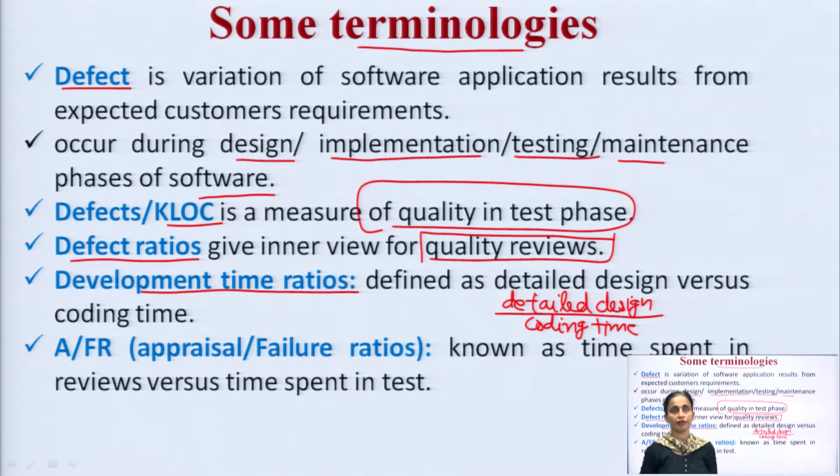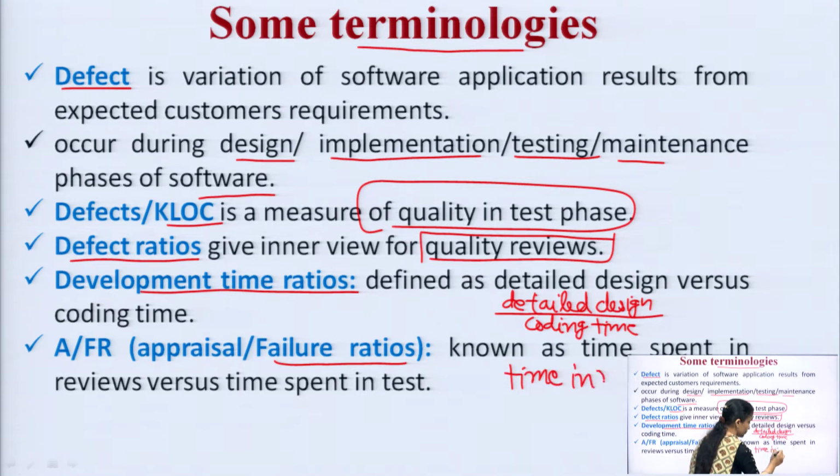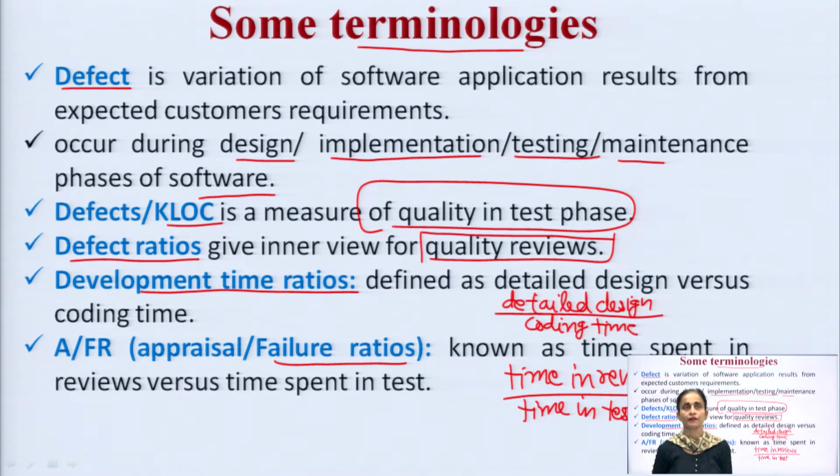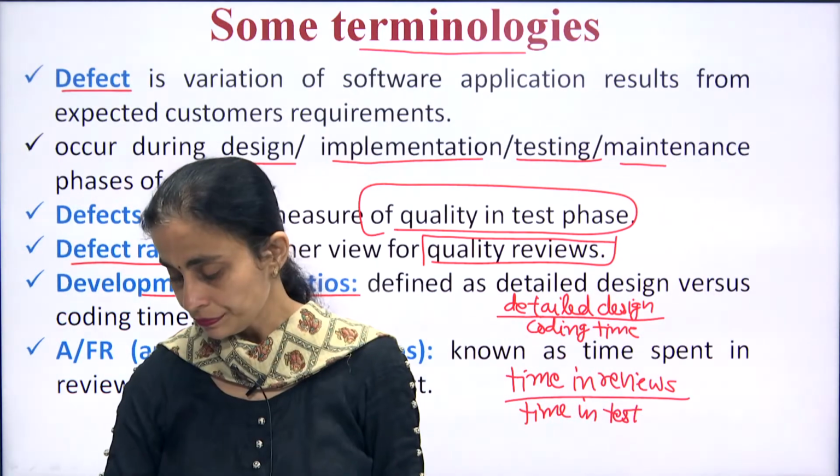Then we are going to define the appraisal to failure ratio. It is defined as the time spent in reviews versus the time spent in test. Review is one of the static testing techniques, and testing means the entire test time that we are going to spend. That will tell us the failure ratio.